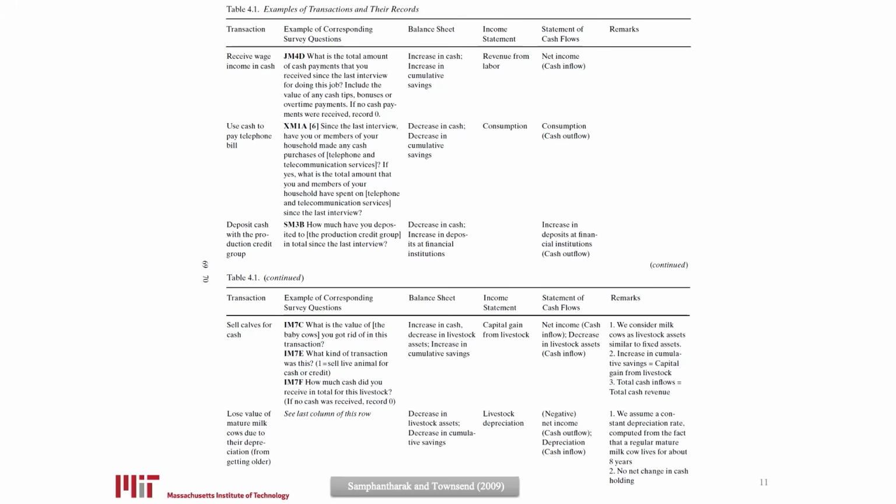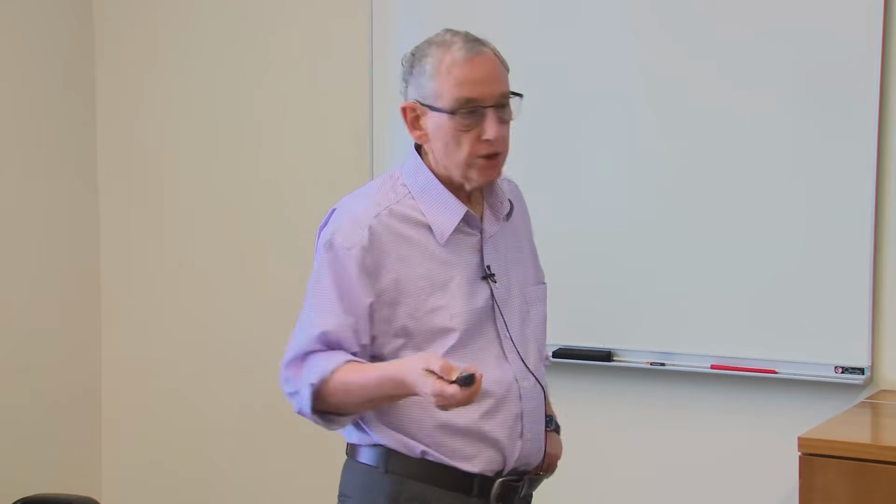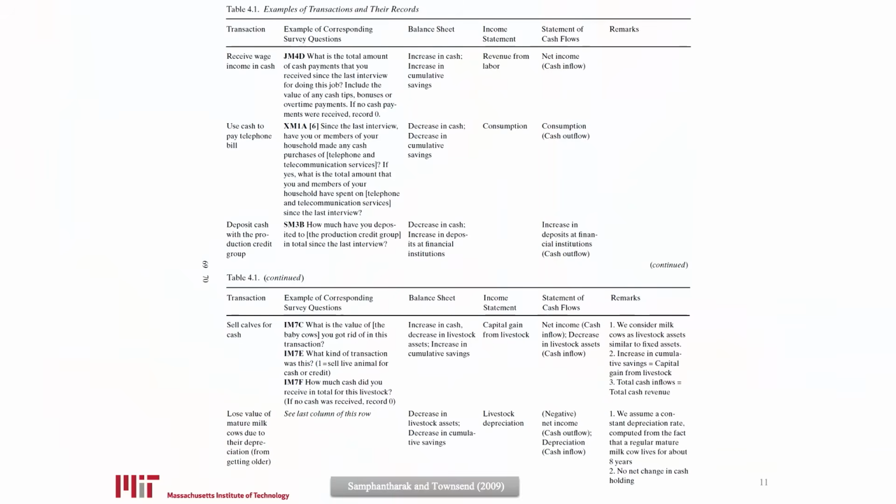So back to the transactions. In Bitcoin, we're talking about the exchange of the coins, recorded in blocks and validated. Here, we were running a monthly survey, and we asked the households a lot of questions. So for example, what is the total amount of cash payments you received since the last interview for doing this job? This is pertaining to wage income. So they got the wage, so that's an increase in cash.